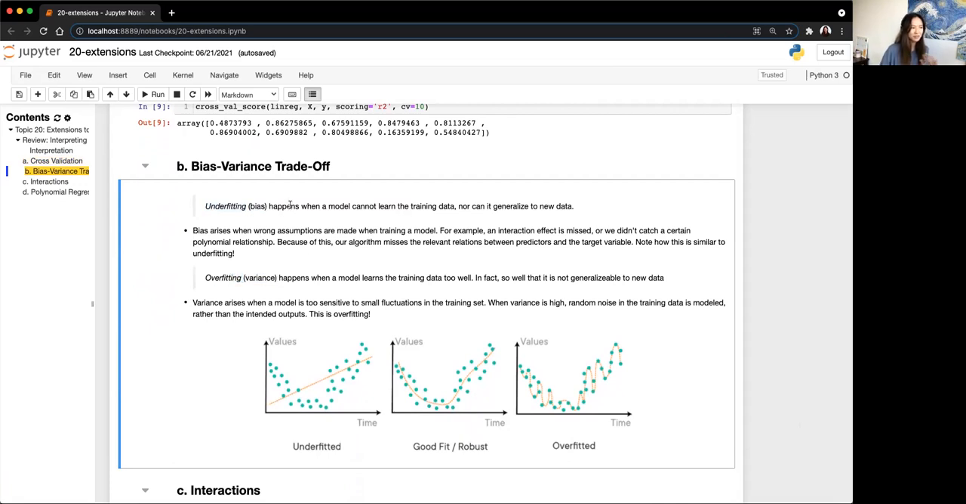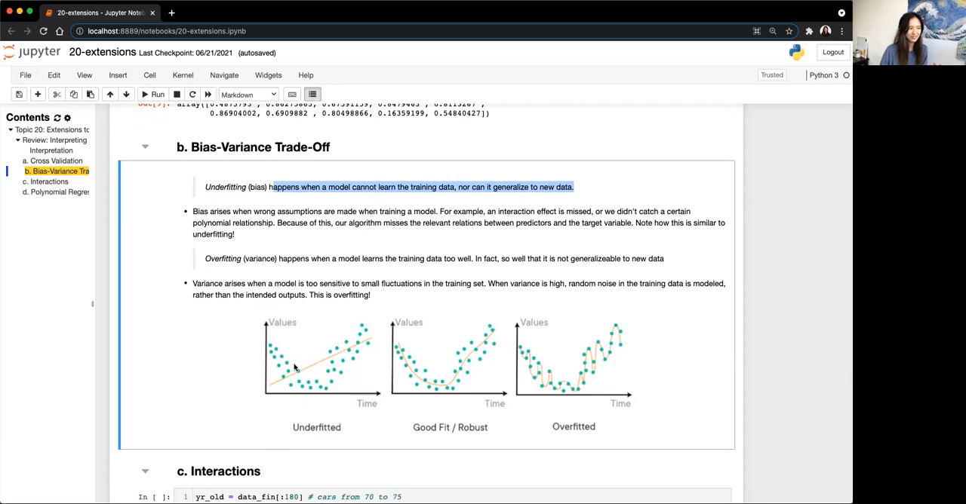Bias, or underfitting, happens basically when a model cannot learn the training data, nor can it generalize to new data. In this example, you can see that this is an underfitted data set, or an underfitted model, sorry. Bias arises when wrong assumptions are made, when you're missing interaction effects, which we'll talk about right after this, or if we don't catch a certain kind of relationship. Therefore, our algorithm will miss relevant information, and not fit our data very well.